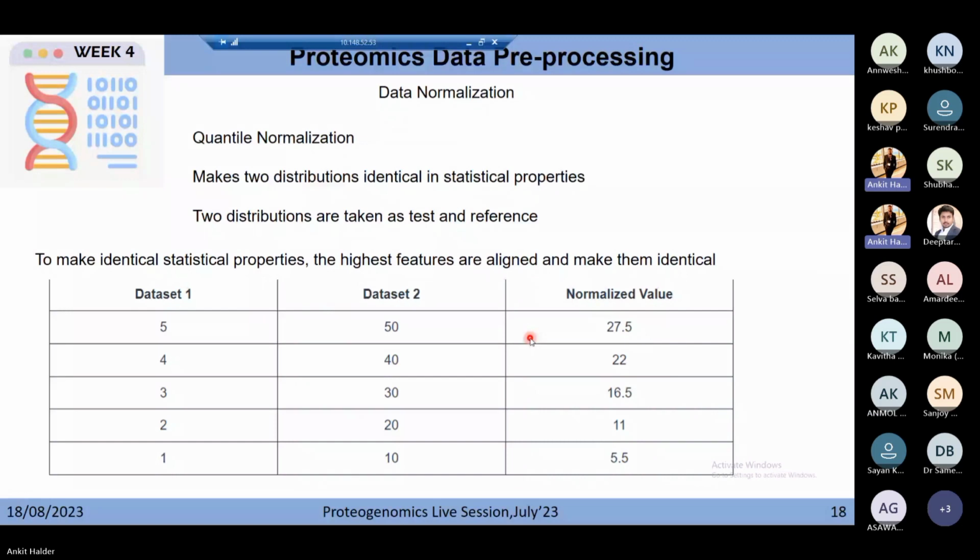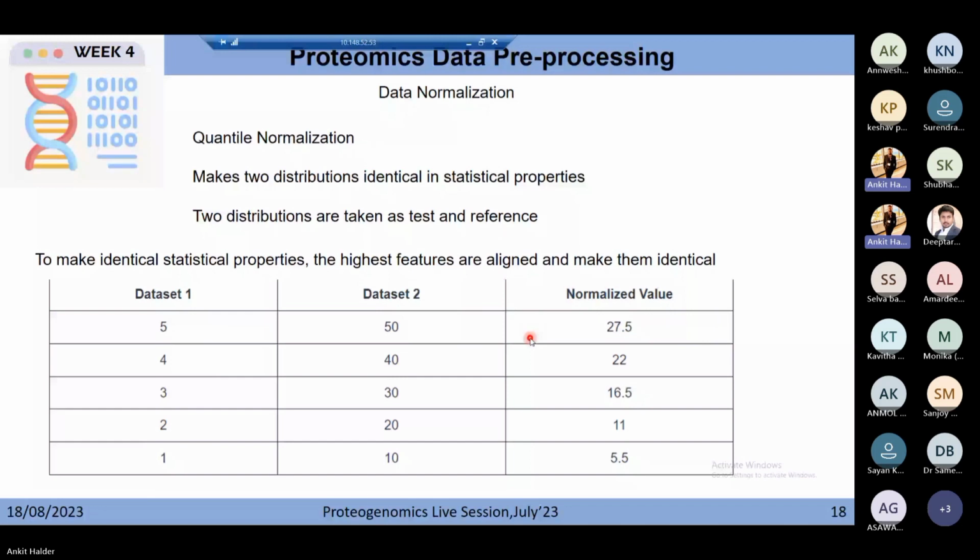But here in this quantile normalization, what it does is that it makes the two distributions identical in their statistical properties. So this type of normalization is generally not used in our proteomics datasets, because in our proteomics dataset there is no single range within which a protein intensity should be measured, or we do not know that our protein intensity should come within this range only, like within 0 to 1 or 1 to 100.